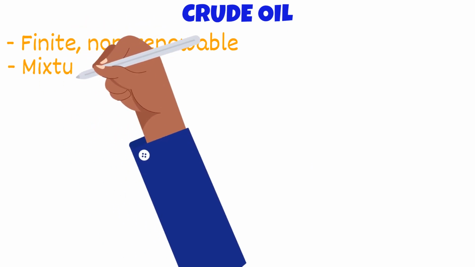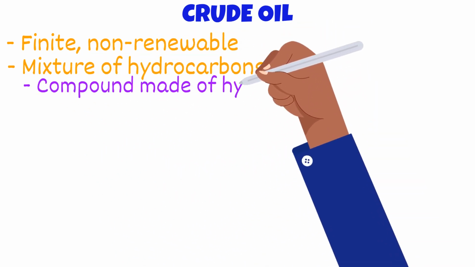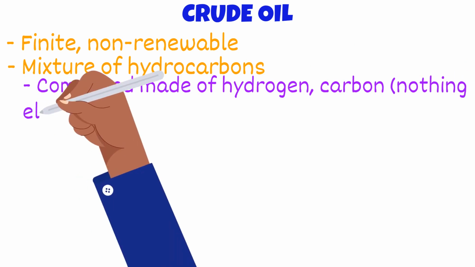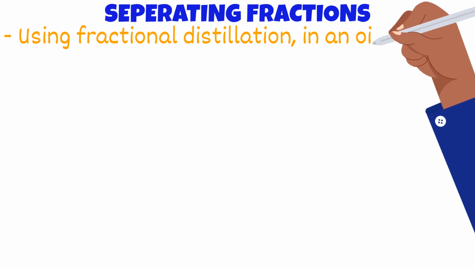Crude oil is a mixture of hydrocarbons. A hydrocarbon is a compound that contains only hydrogen and carbon and nothing else. We must use fractional distillation to separate the crude oil into fractions before we use it. This process is carried out in an oil refinery.